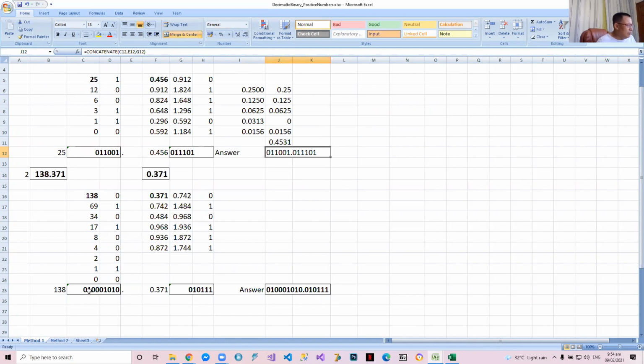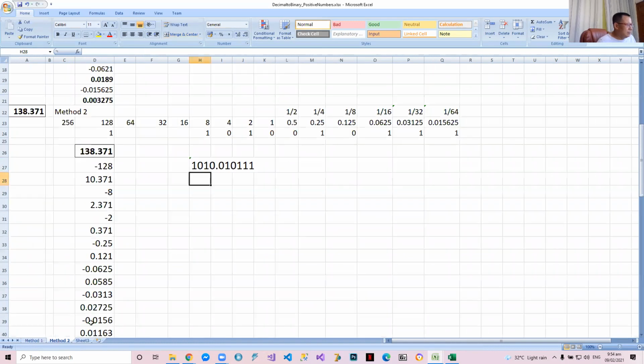Why did we have a 1 here? One zero 10. Let's check our answer now. 138. Now we still have 1. May isang 1 pa pala dito, no? Sorry, no? So this is a 0, 0, 0.